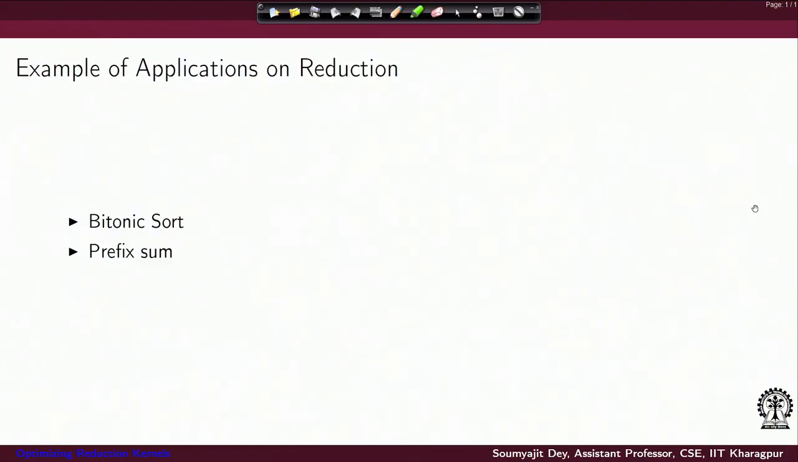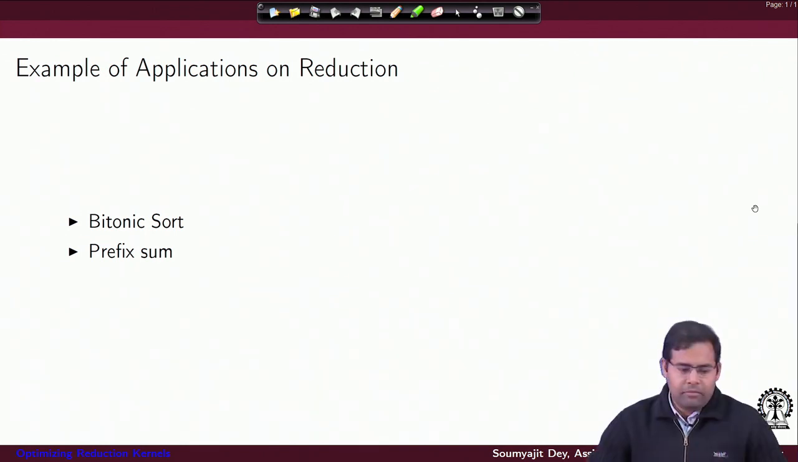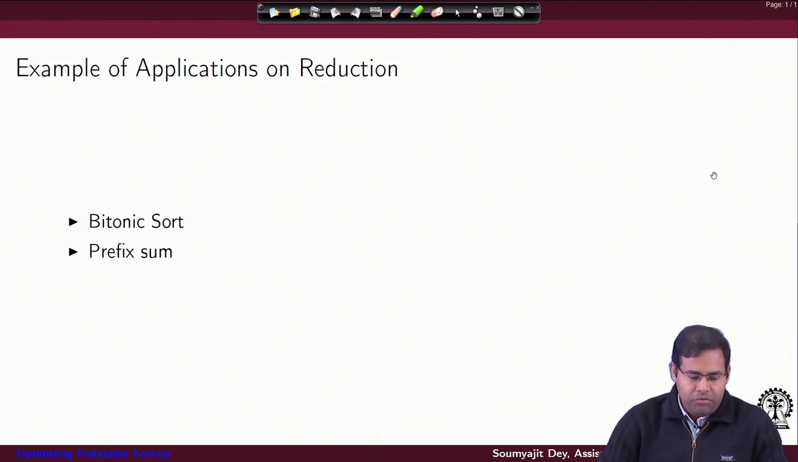So, in the last set of lectures, we were discussing the way the standard reductions can be optimized with respect to GPU based parallelization. Now, we will go into some more algorithmic examples. To be more specific, we will be talking about two examples. One is a Bitonic sort and the other is computation of a prefix sum. So, let's get started with this.